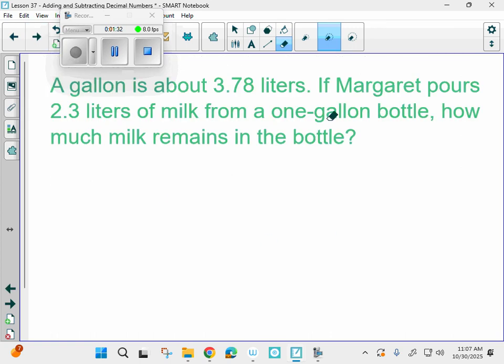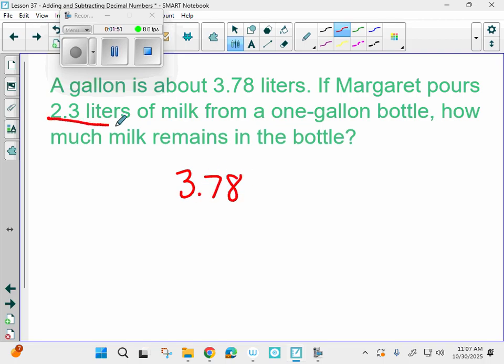All right, a gallon is about 3.78 liters. If Margaret pours 2.3 liters of milk from a 1-gallon bottle, how much milk remains in the bottle? All right, so we started with 3.78. We're pouring this much out of the 1 gallon, which means we are subtracting 2.3. Notice I lined up the decimals.